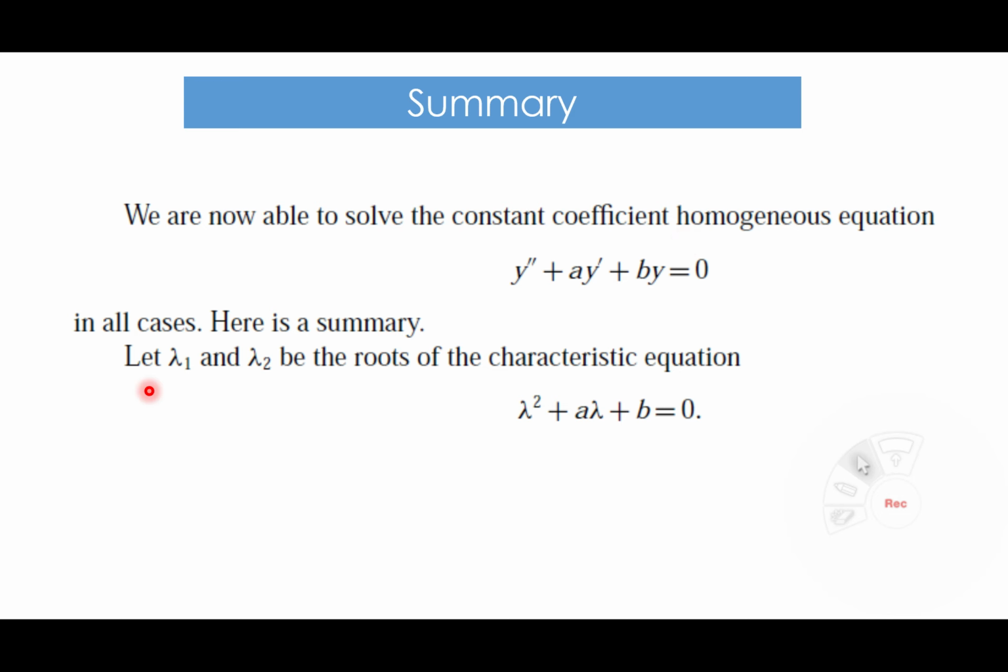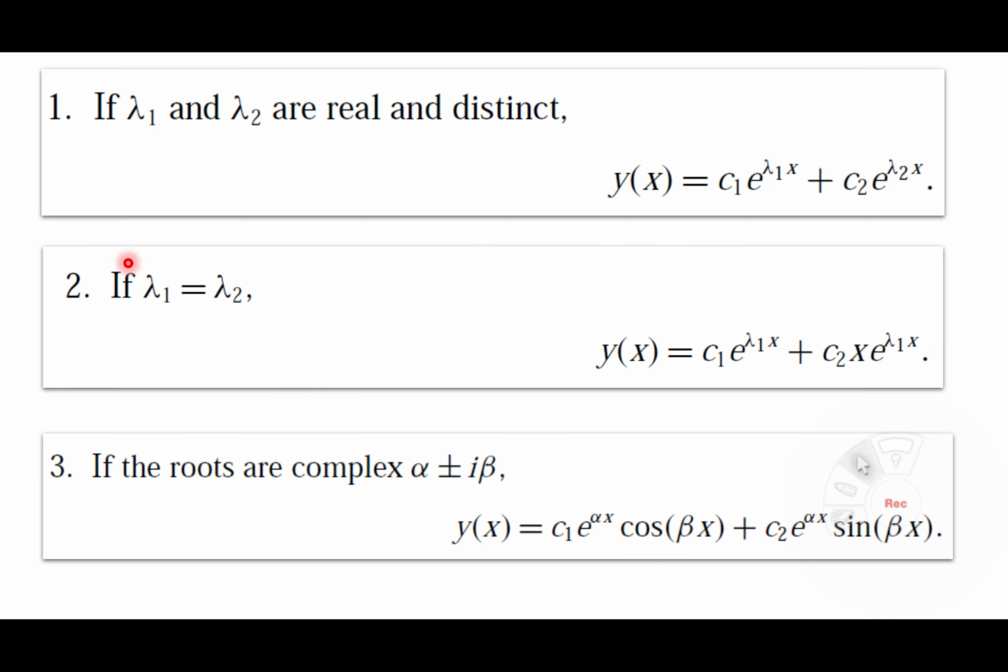Here is the summary. Let lambda 1 and lambda 2 be the roots of the characteristic equation, which we can compose from this differential equation. It is going to be lambda squared plus a lambda plus b equal to 0. So we can have lambda 1 and lambda 2 be two distinct roots, or maybe they are going to be the same root, or maybe they are going to be complex roots. So we have 3 cases, right? Let's explain and summarize our 3 cases here.